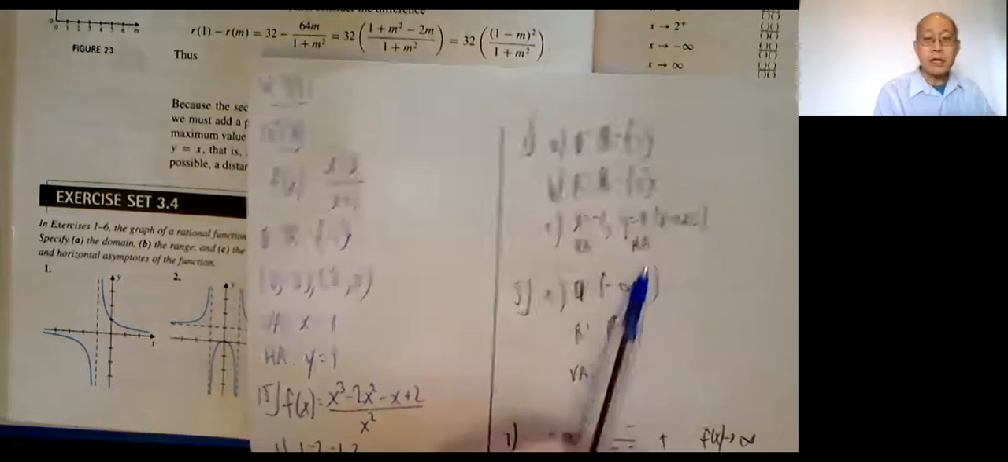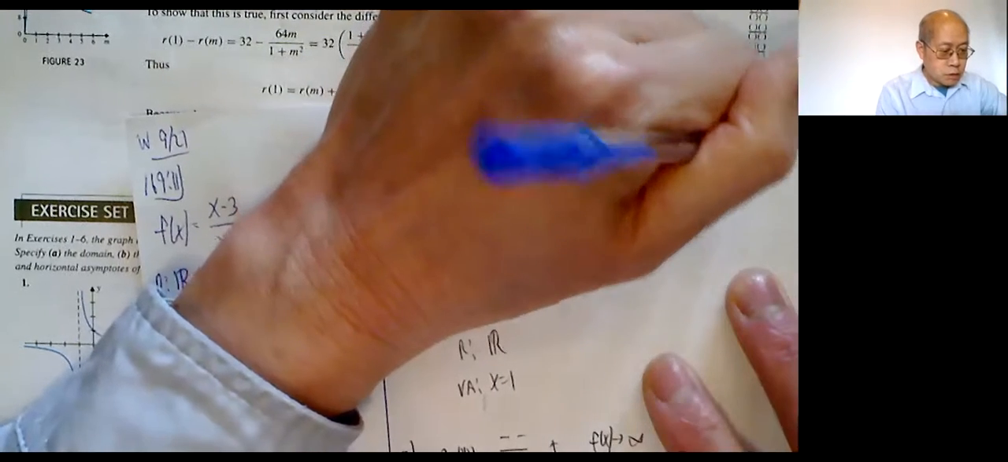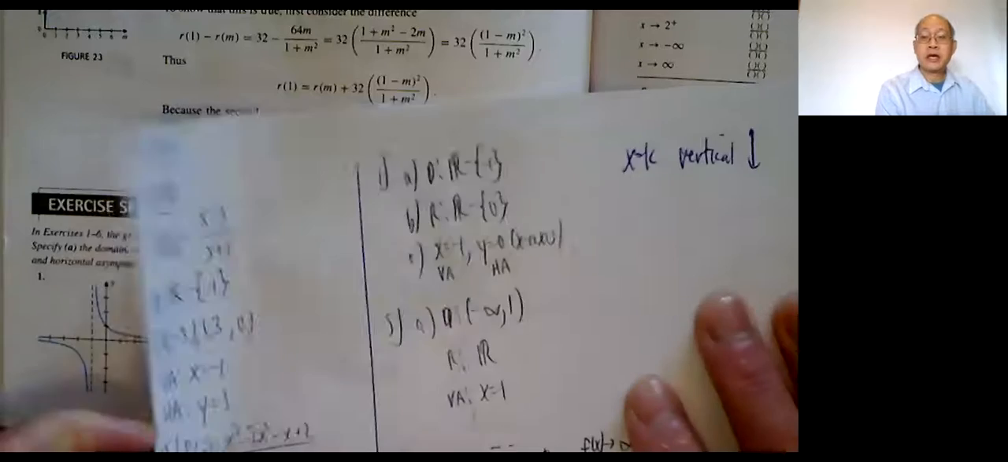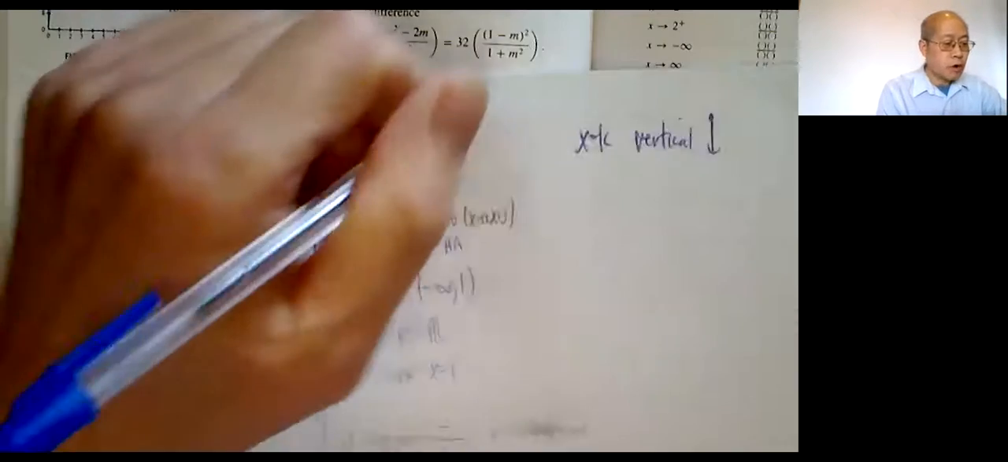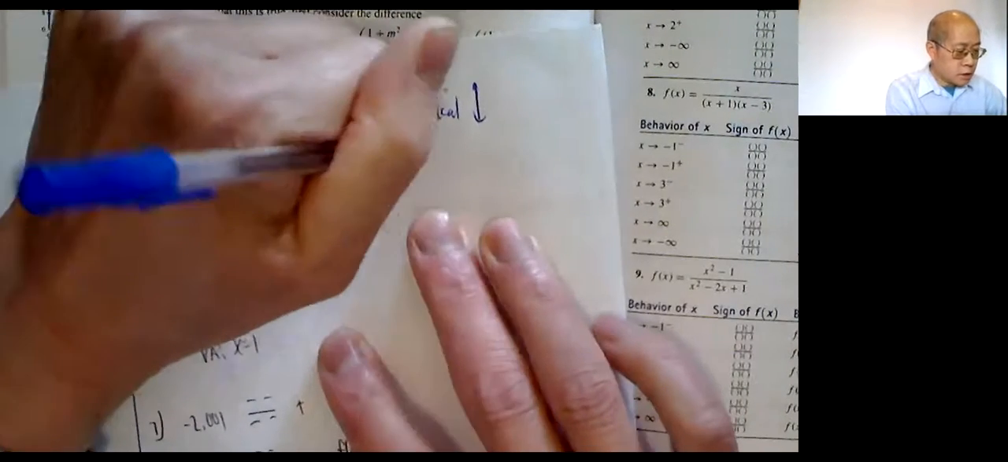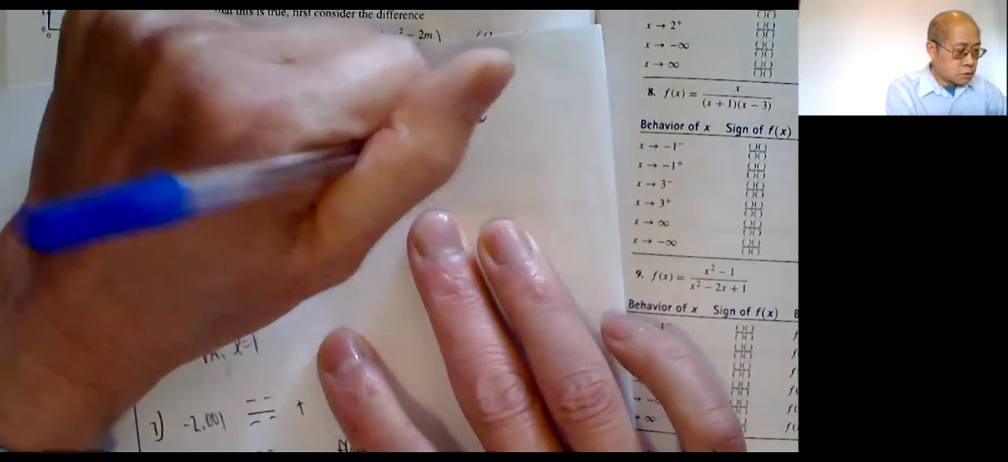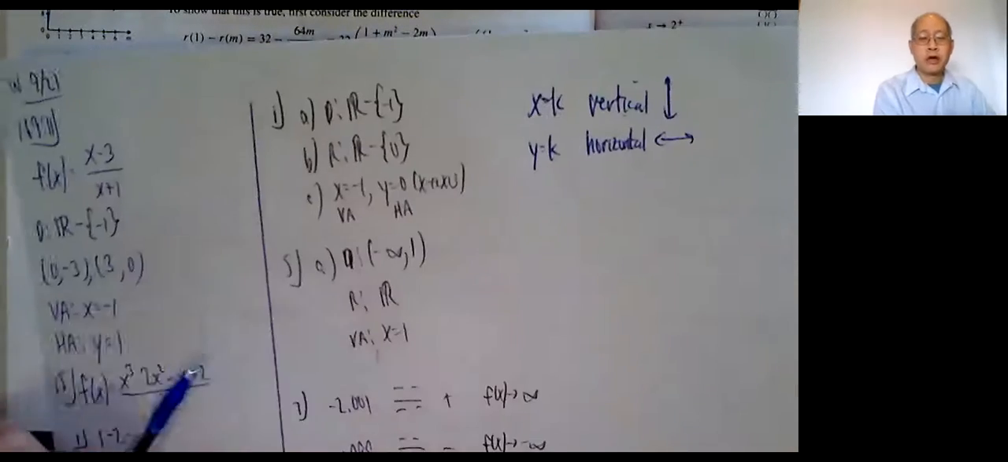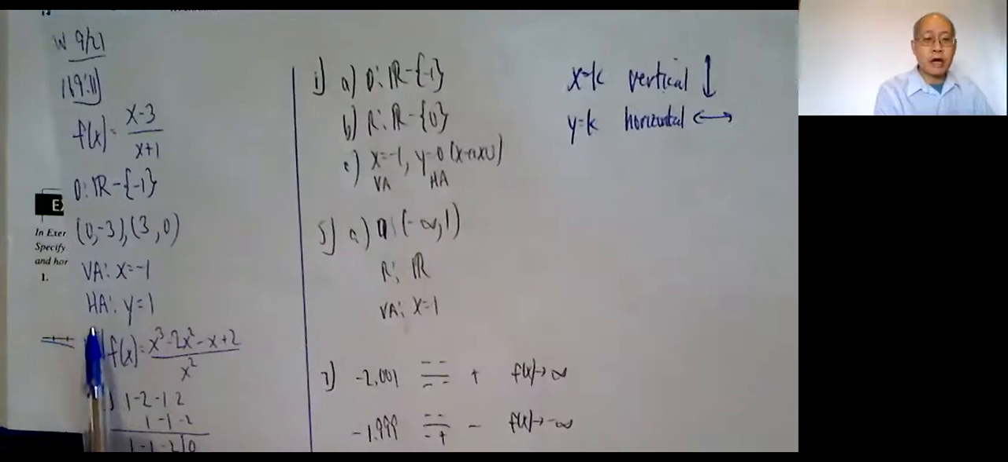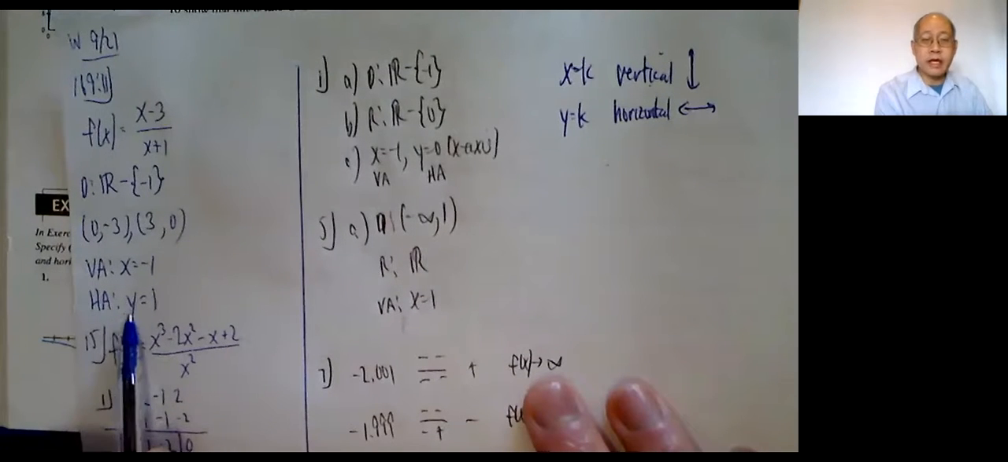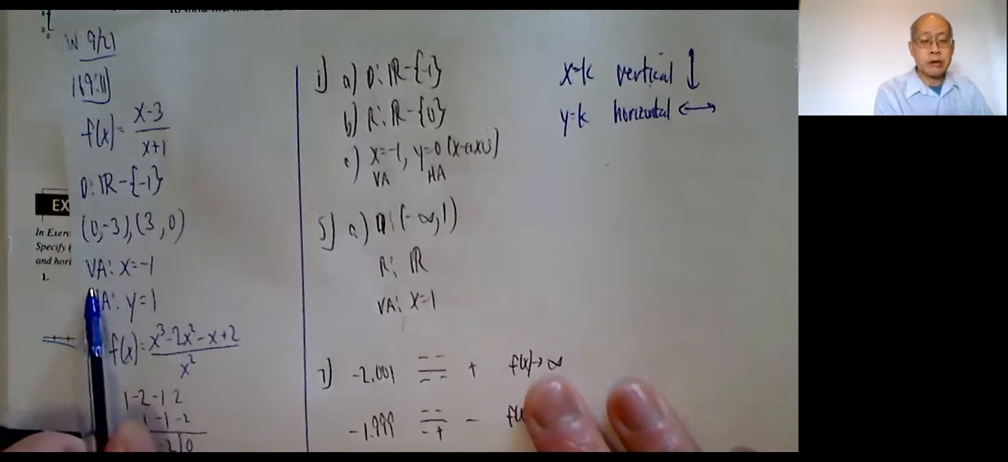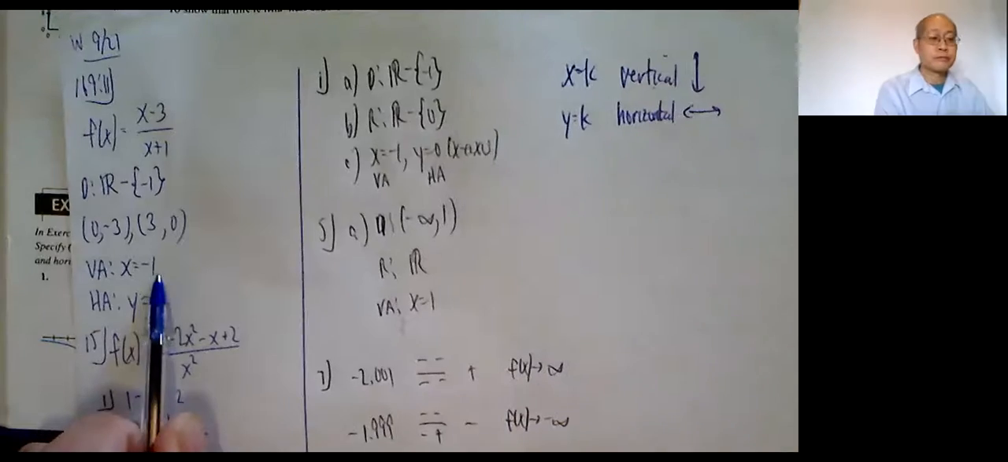All right, so reminder again, x equals any constant is vertical: x equals 4, x equals -8. Y equals any constant is horizontal. So if it asks for horizontal and vertical asymptotes, you set this up. If you know you have a horizontal asymptote, automatically it's y equals blah, blah, blah. If it's a vertical asymptote, automatically it's x equals blah, blah, blah. Okay. All right, here's number 5.